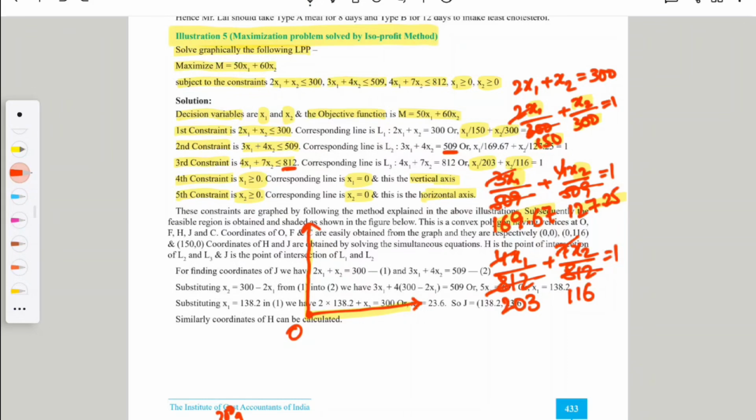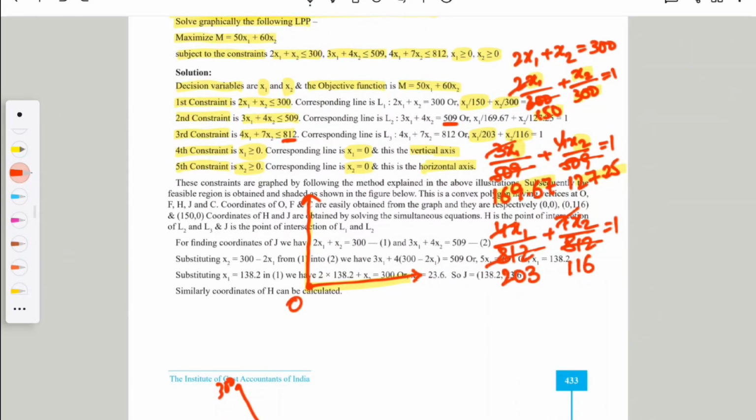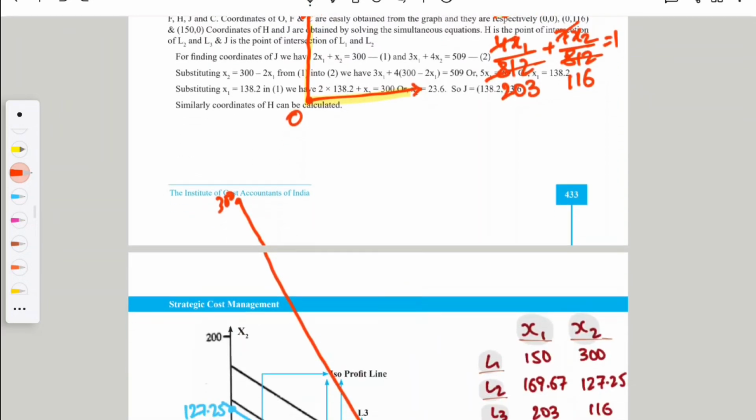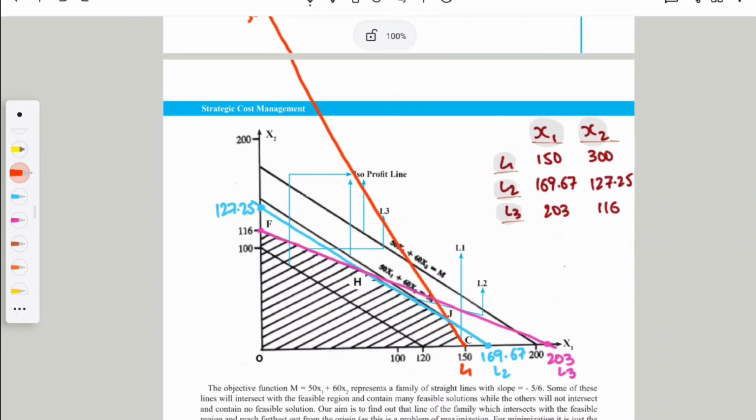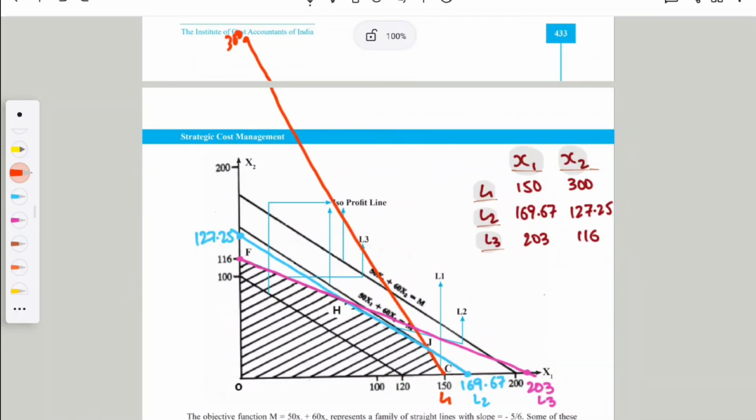Now that we have found the values of x1 and x2 for all of the constraints, we are going to draw the graph. Here I have already noted down the values of x1 and x2 for all the constraints. Now let's look at the graph. In the graph, they have taken the values of 100 and 200 on the x-axis and on the y-axis. Now they have drawn the graph.